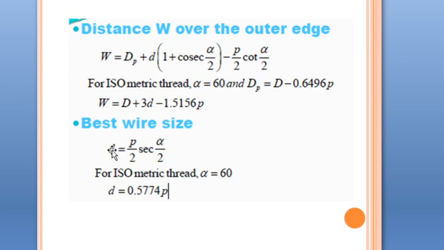Here the size of the wire we have chosen by using the formula d equals P by 2 secant of alpha by 2. The thread angle is always 60 degrees for the metric thread. By substituting alpha equal to 60, we get d equals 0.5774 P. P is the pitch.